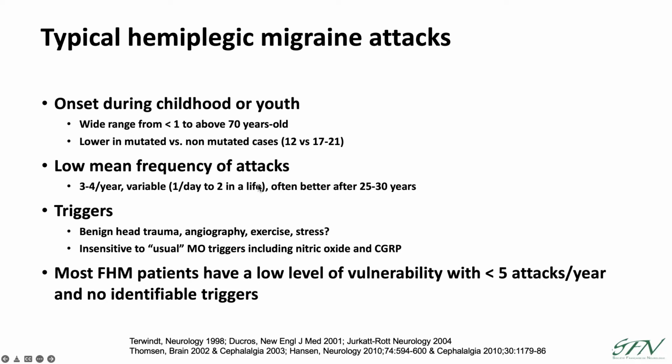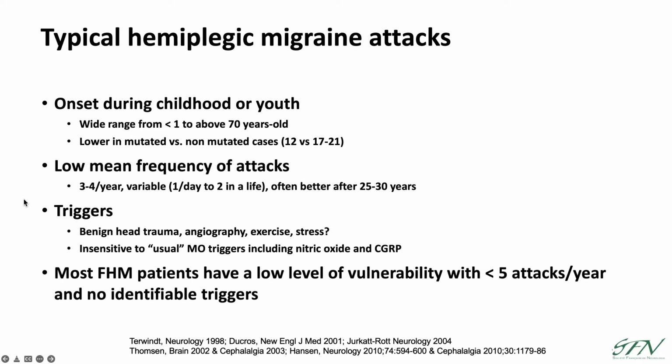However, most patients after an onset during childhood get better after 25 or 30 years of age. And this improvement is spontaneous. It's not the result of a treatment. And this is because familial hemiplegic migraine is a disorder of cerebral excitability, and with brain maturation and with brain aging, this improves the condition.